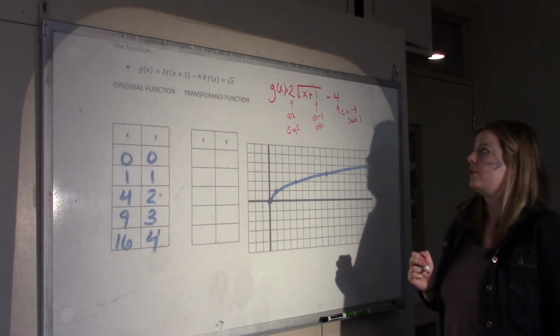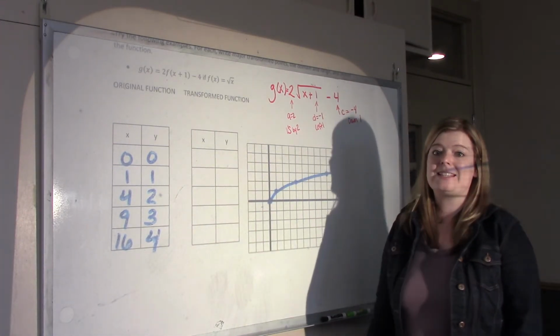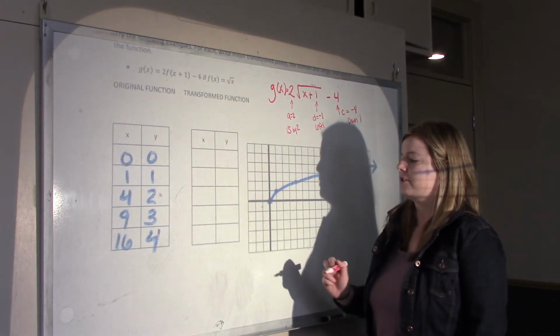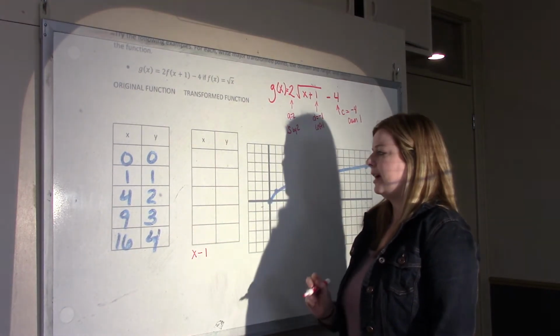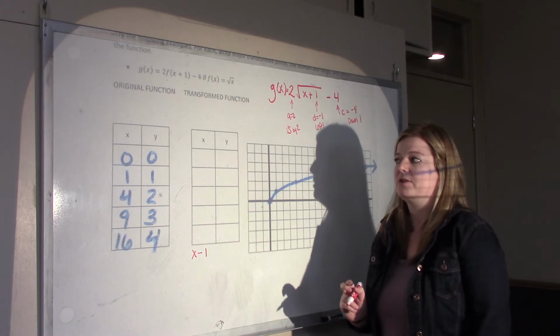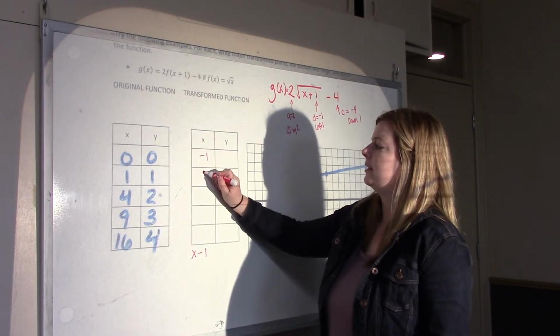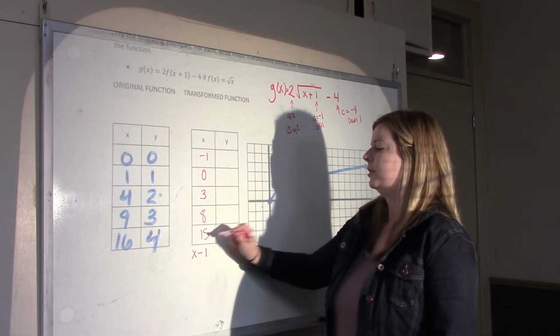Okay, so let's just consider our x values first. So remember, anything that is inside the function affects the x values. So all the x values are just going to be subtracted by 1. Okay, and that's how we're going to come up with all the x values. So you just look at your original x values and then subtract 1 from all of them. Minus 1, 0, 3, 8, 15.